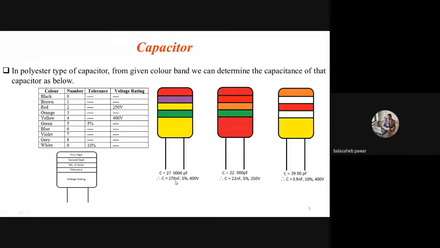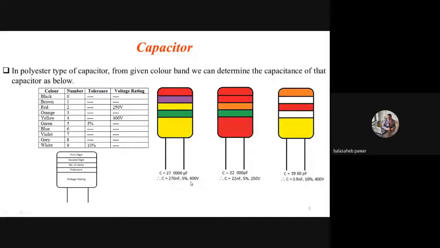Okay. So up to the first three colors, is it clear? How to identify the capacitance of that capacitor. Now the fourth color is for tolerance. The shown color is green in this case. For green color, the tolerance is 5%, and that's why I wrote it as it is. So the capacitor is of 270 nanofarad with 5% tolerance. And the last color, which covers the maximum area of the capacitor, is yellow, which is used for voltage rating. As it is yellow colored, its voltage rating will be 400 volts.